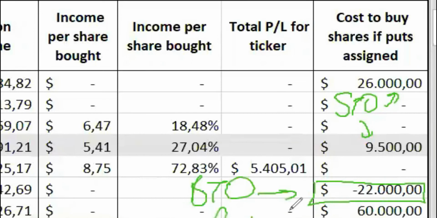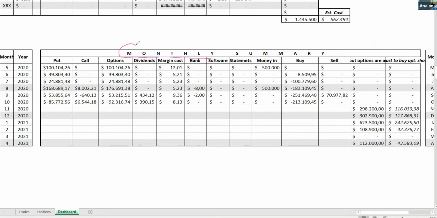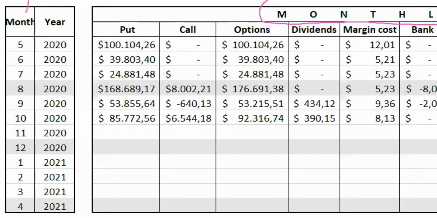This is a lead. The rest of the examples that we have from here down, from ATH down, they are all repetitions of this first 6 cases that we have here. This table is showing us the monthly summary of what has happened in the account of consideration. On the left, we have the month and the year. The 5th month would be May, 6th would be June, 7th would be July, and so on and so forth.